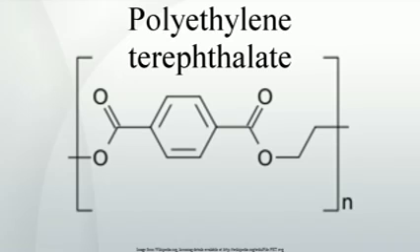Production. Polyethylene terephthalate is produced from ethylene glycol and dimethyl terephthalate, C6H4(CO2CH3)2, or terephthalic acid. The former is a transesterification reaction, whereas the latter is an esterification reaction.